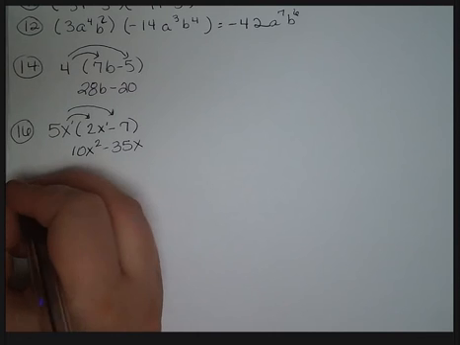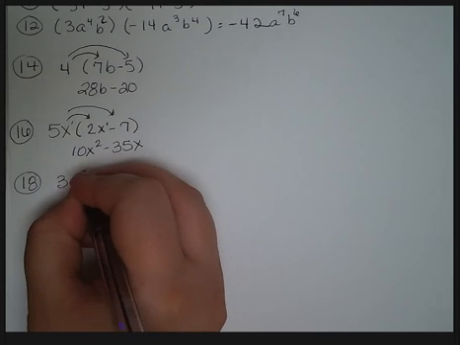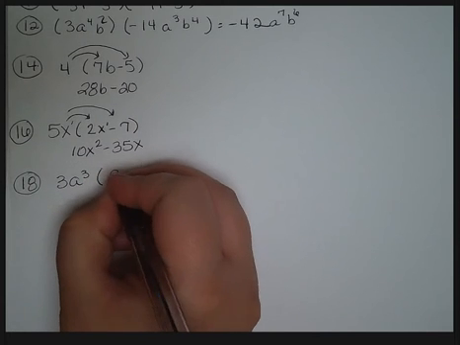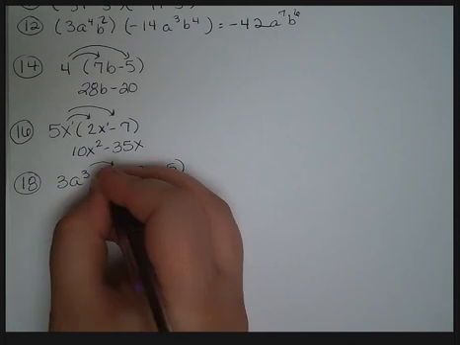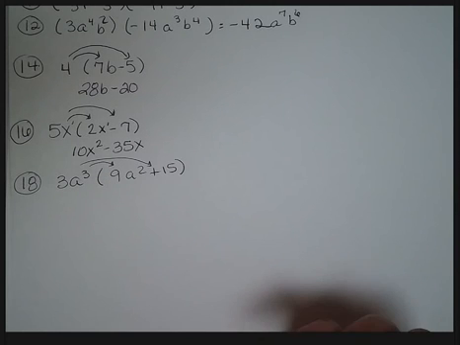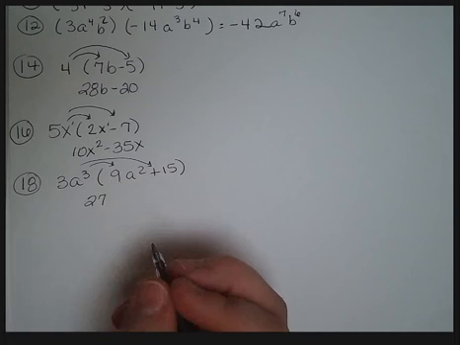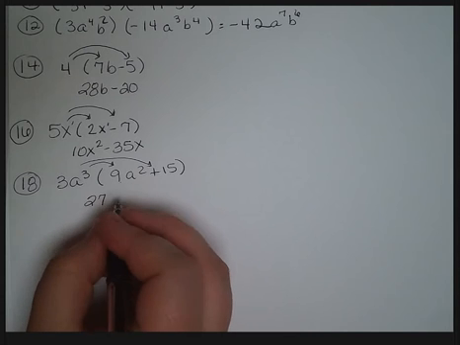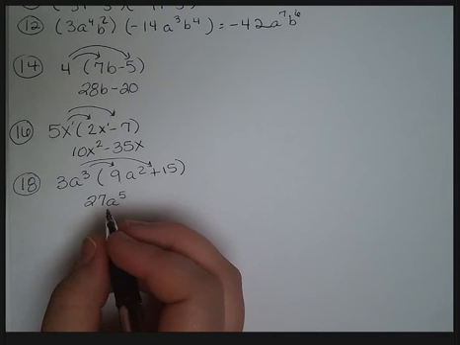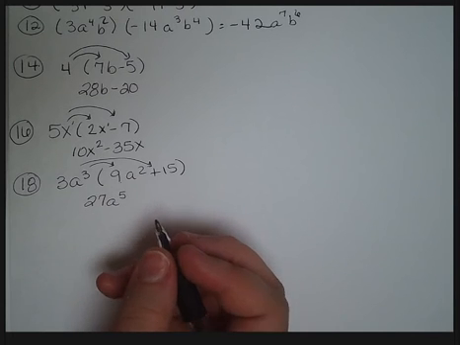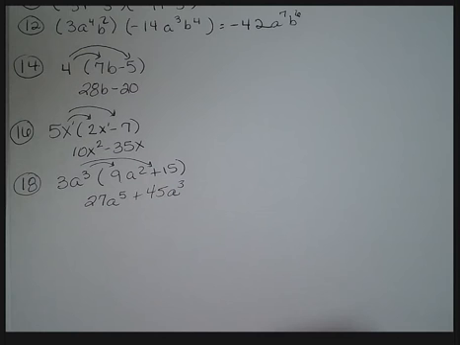Now let's look at problem number 18. We have 3a to the third times 9a squared plus 15. So I'm going to distribute that 3a to the third into each of those terms. So 3 times 9 is 27. A to the third times a squared is a to the fifth. And then we're going to multiply our 3a to the third times 15, which is going to give us 45a to the third. Okay.